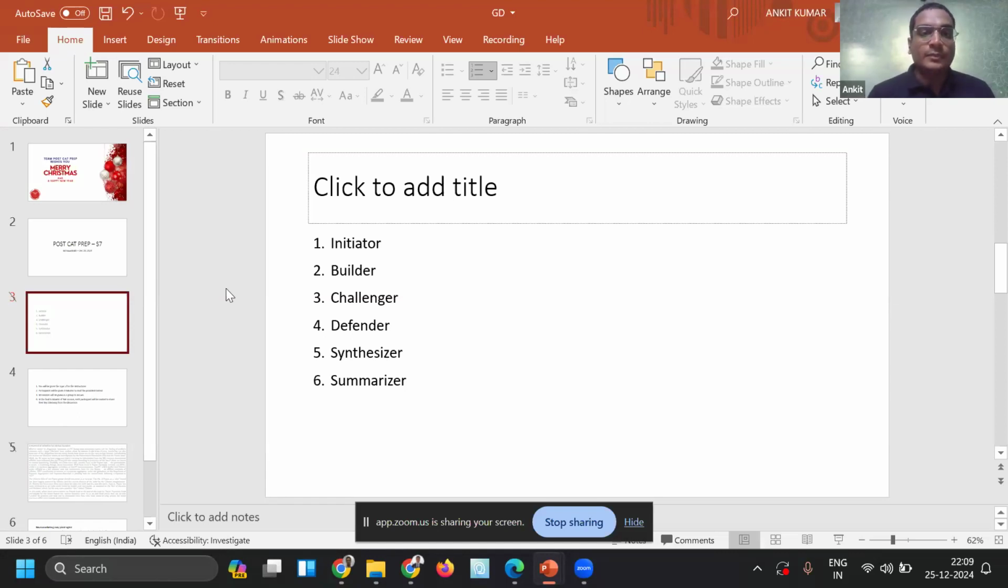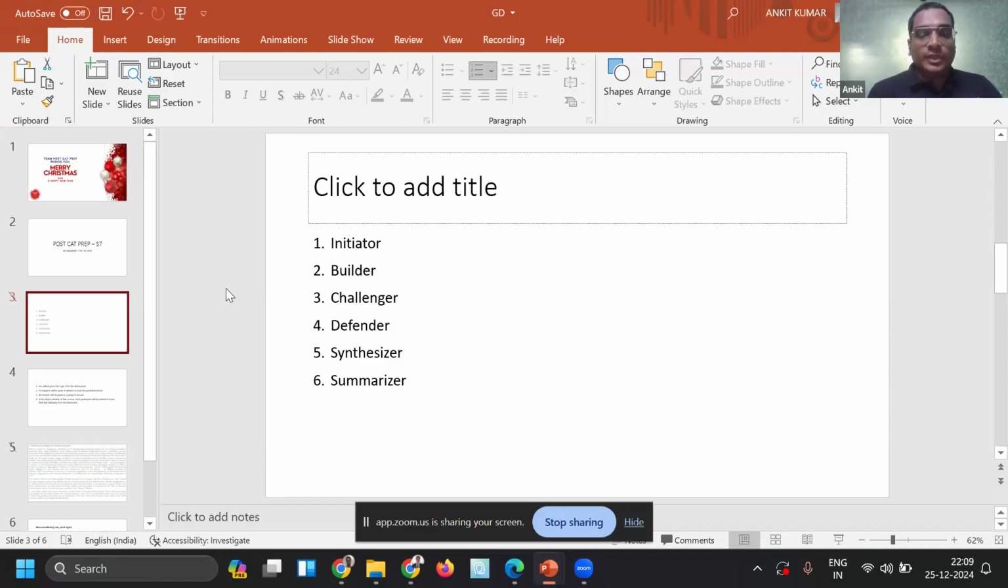Going forward, in the initiator role, the person initiates the discussion, sums up the problem statement, and gives his or her idea into that. In a GD, usually we think that the person who enters first gets marks. No, it doesn't happen in B school like that. If a person is an initiator, the person should understand the problem statement correctly and not be biased towards a way of answering something.